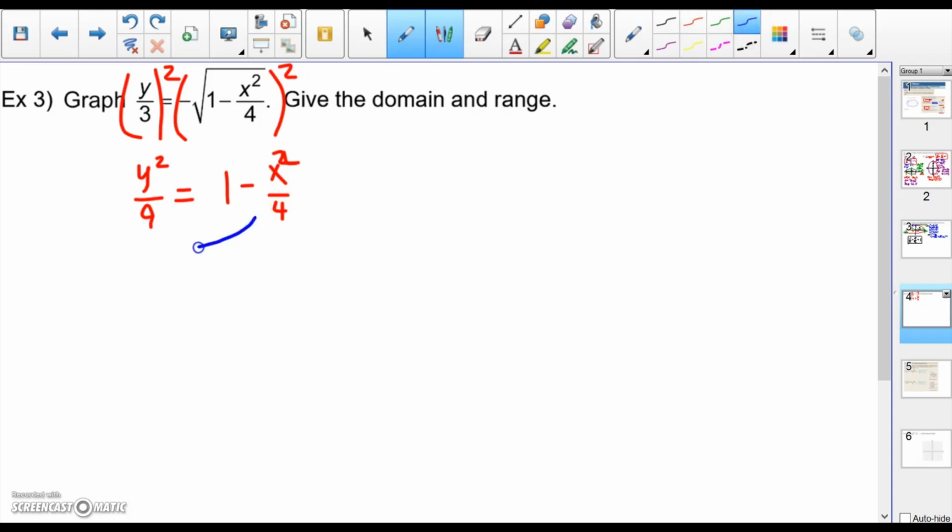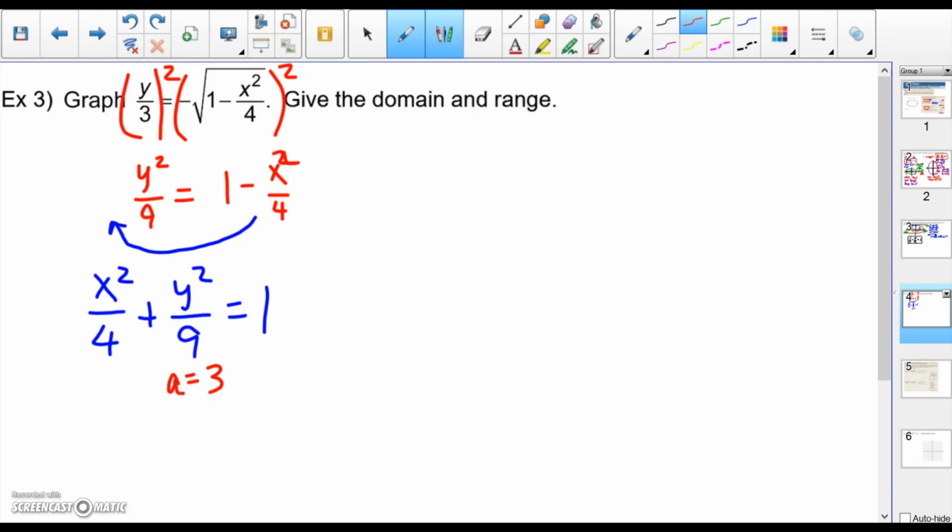Okay, so add this x squared over 4 over, and I see x squared over 4 plus y squared over 9 equals 1. So if you imagine graphing this, the a number is the bigger number. That's going to be the square root of 9, which is 3, and the b number is going to be 2. So it's longer in the y direction, so keep that in mind as you plan this out. 1, 2, 3, 1, 2, 3, and in the x direction, 1, 2, 1, 2.